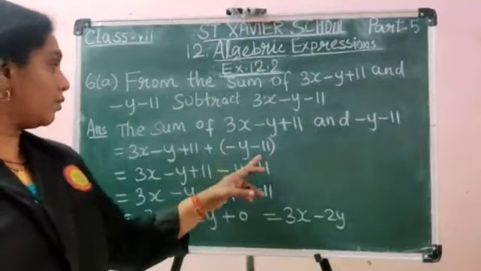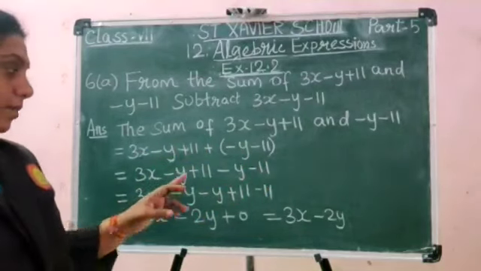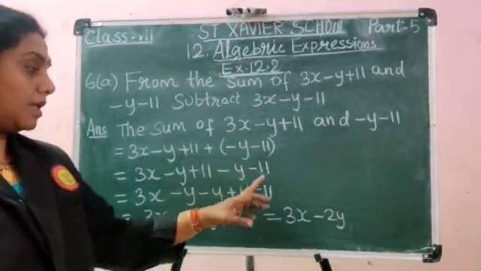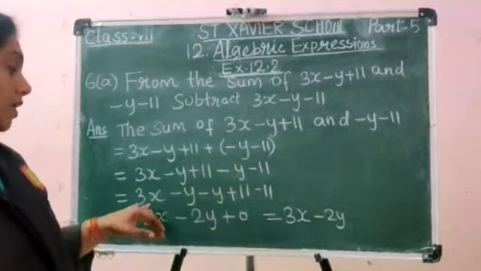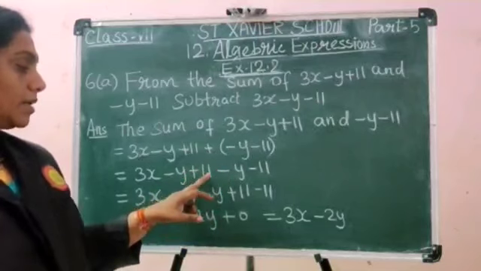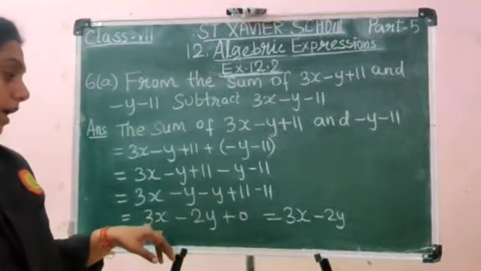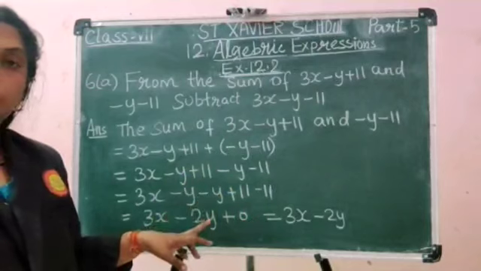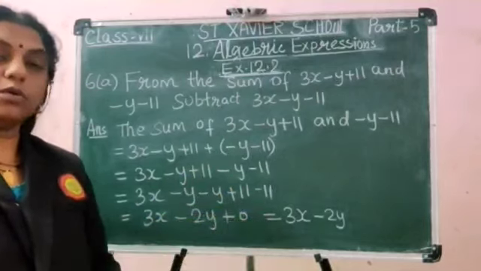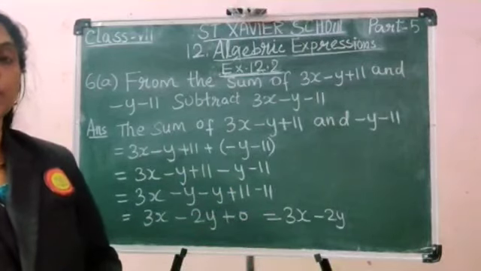inside the bracket minus y minus 11. Now open the bracket, plus into minus will become minus, minus y plus into minus minus 11. So now collect the like terms, 3x minus 3x, then minus y plus 11 minus 11. So 3x minus y will become minus 2y, plus 11 minus 11 will become 0. So we got 3x minus 2y.